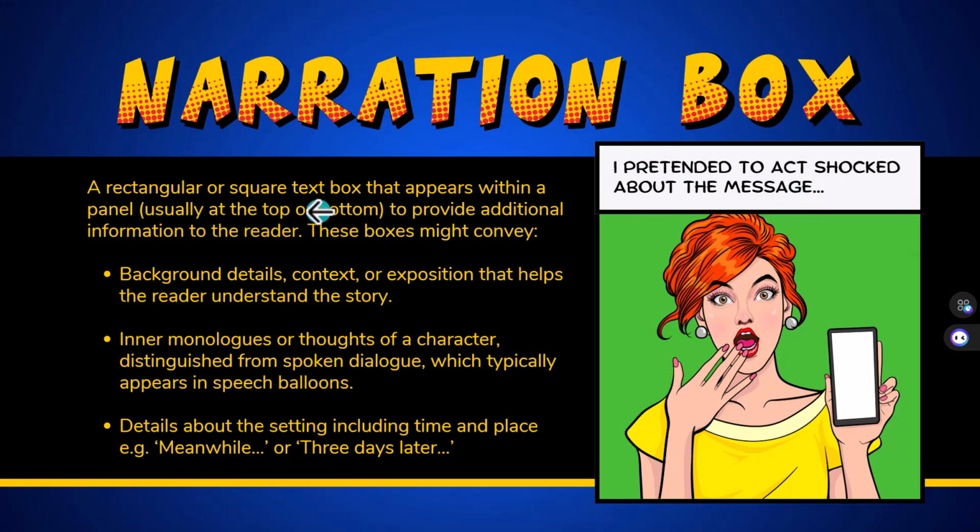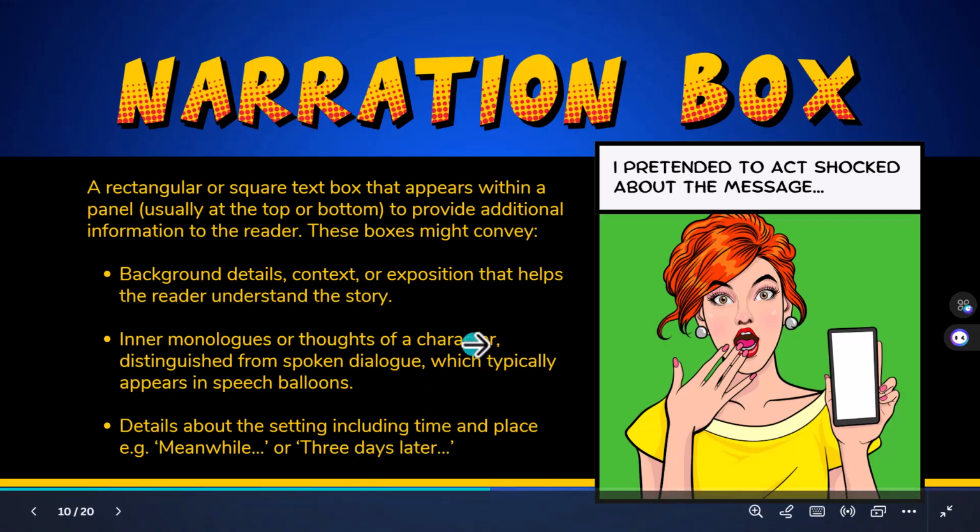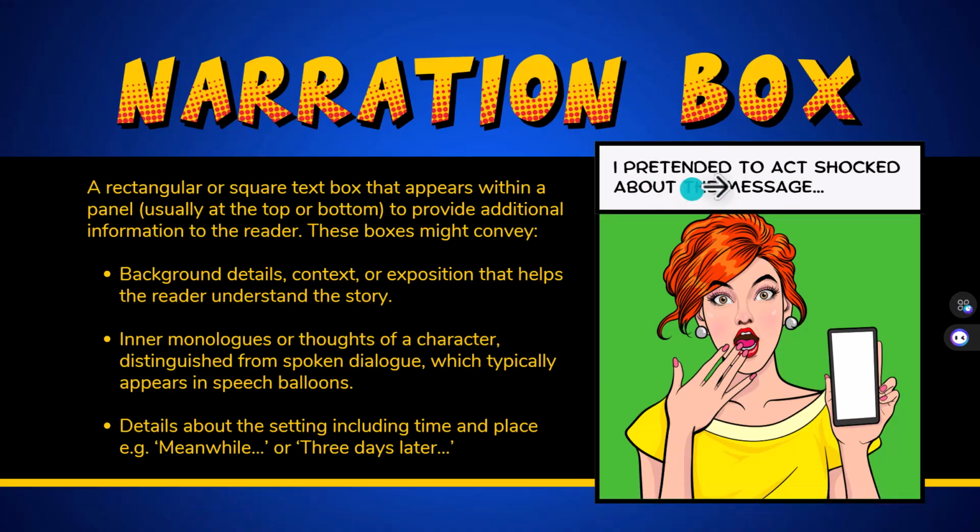It is a rectangular or square text box that appears within a panel, usually at the top or bottom, to provide additional information to the reader. These boxes might convey background details, context, or exposition that helps the reader understand the story, or the inner monologues or thoughts of a character, distinguished from spoken dialogue, which typically appears in speech balloons. Details about the setting include time and place, e.g., meanwhile, or 3 days later. So something like this is always a narration box or caption box. So we're going to have that in our comic design.